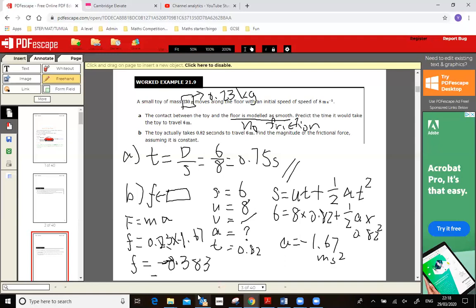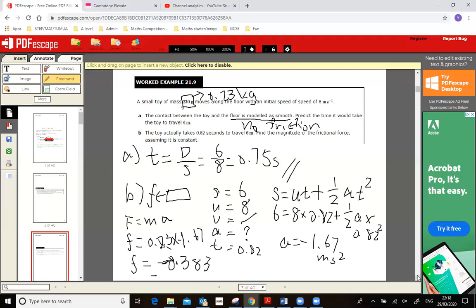Right, so now the reason why the frictional force is negative is because we have assumed at the beginning that the box is moving towards the right hand side. So when you answer the question at the end, you should say that the magnitude of this frictional force is 0.383 as your final answer.